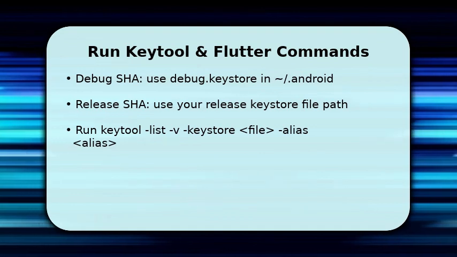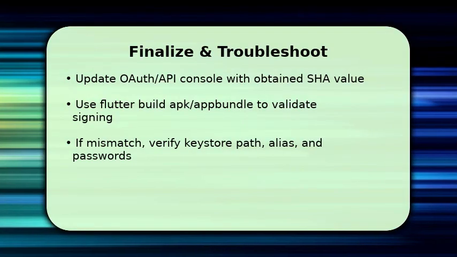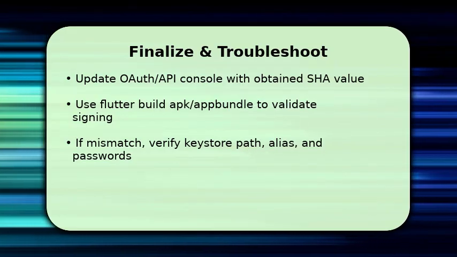Finally, run flutter clean then flutter build to ensure the app uses the updated configuration. To finish, paste the obtained SHA into the API or OAuth console and save changes. Once done, build a signed app bundle or APK to test. Make sure your app's Gradle signing configs point to the same keystore, alias, and passwords.